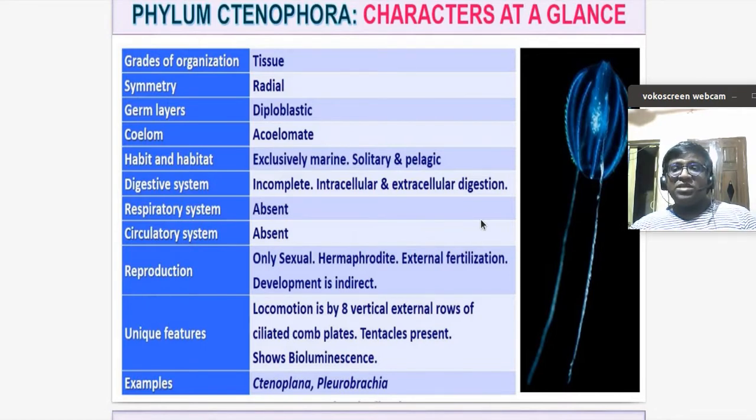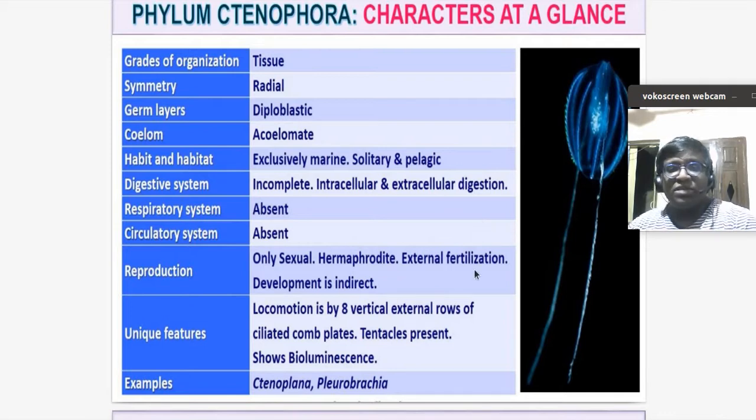So the digestive system is incomplete since they have a common opening both for mouth and anus. So the digestion is intracellular as well as extracellular. That means within the cell also digestion takes place. Outside the cell also digestion takes place. Respiratory and circulatory system are absent.